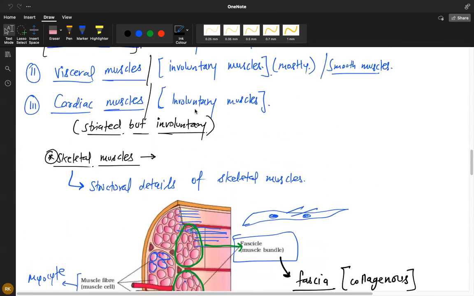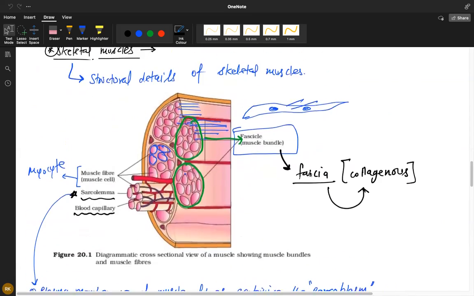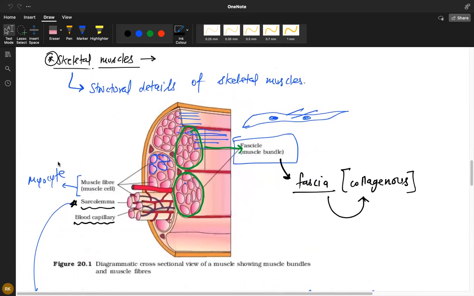So we discussed skeletal muscles, where we first talked about their structural details. As we know, skeletal muscles are also known as striated muscles, and they are voluntary muscles, under the voluntary control of our central nervous system. They are arranged so that one muscle bundle is called a fascicle, and it contains fascia, which is collagenous and keeps all the muscle bundles together. That's why it's called a fascicle.